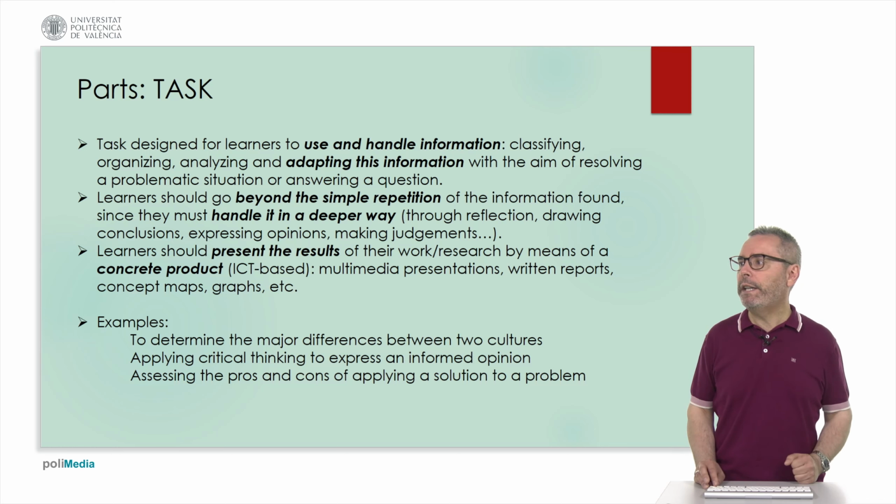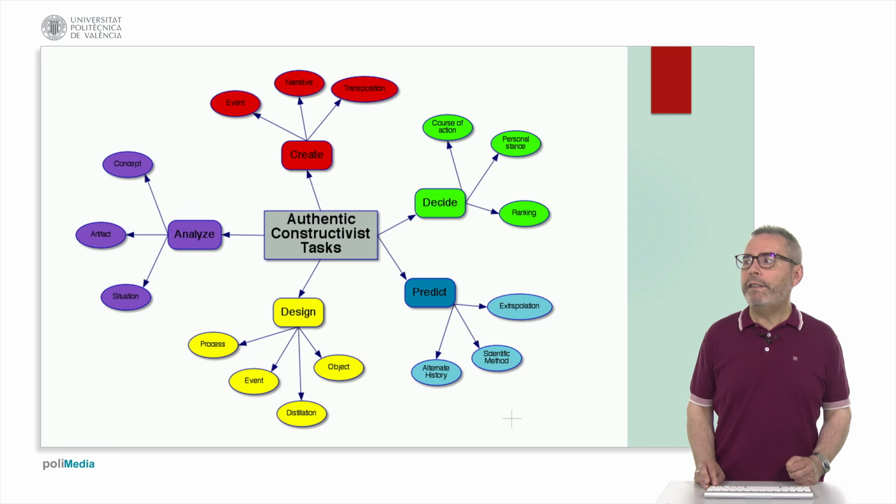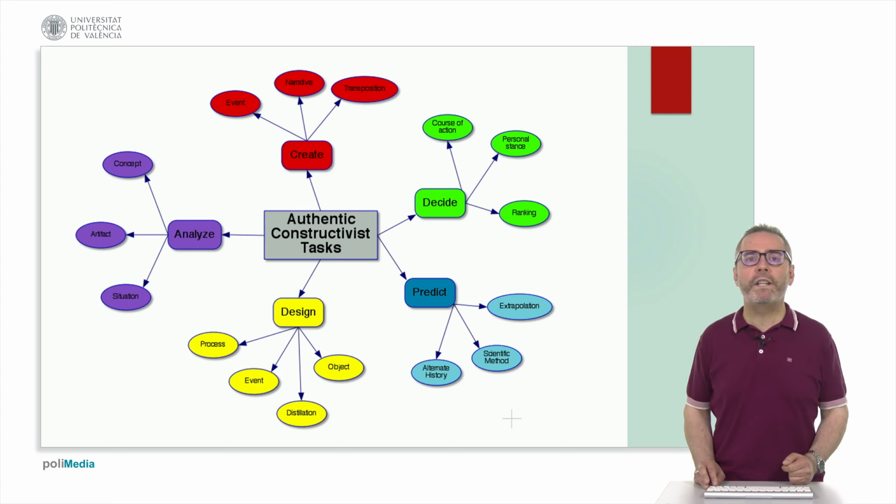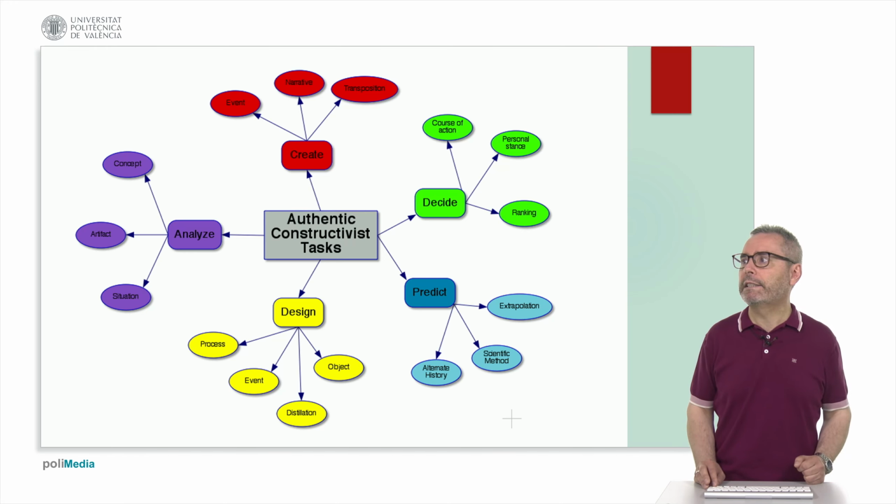Examples of tasks would be to determine the major differences between cultures in one specific aspect, applying critical thinking to express an informed opinion, assessing the pros and cons of applying a solution to a problem, etc. Here we have a typology of different constructivist tasks. They are normally related to the design of things, analyzing information, predicting facts, or the creation of some elements. Here we have some of the possible tasks.